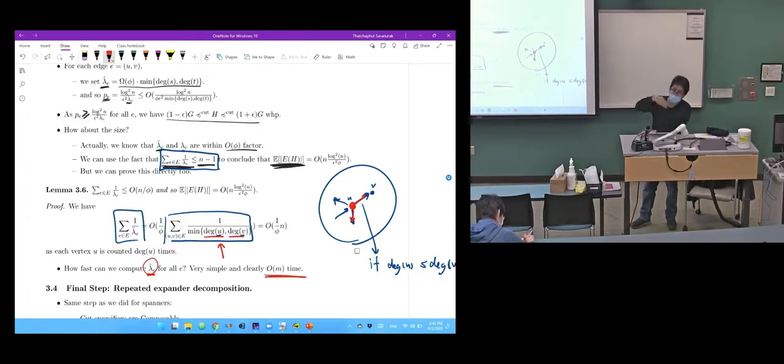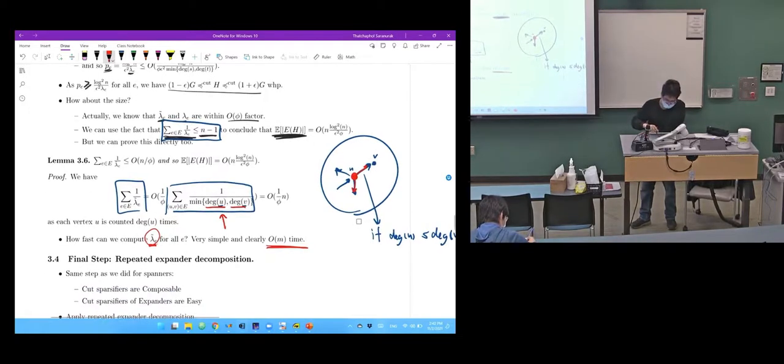And you just use the algorithm that I mentioned in the beginning. So it means that the total time is going to be linear if the graph is an expander. To get a sparsifier of an expander, you just spend linear time. And the size is going to be this much.